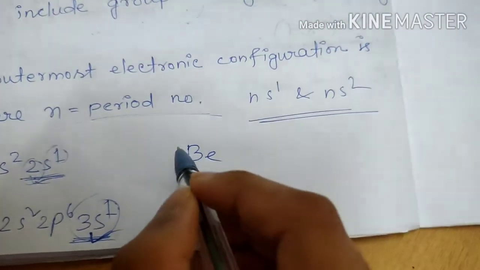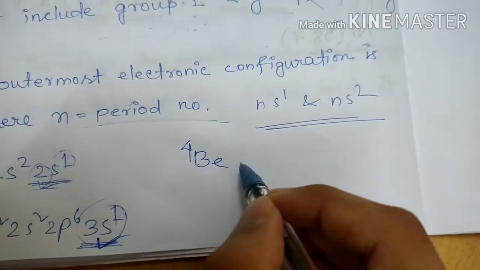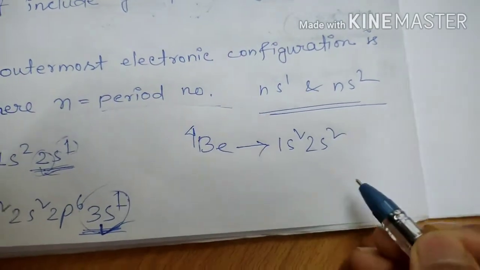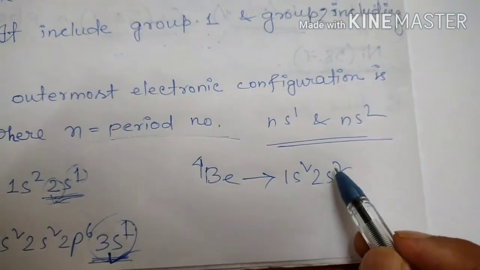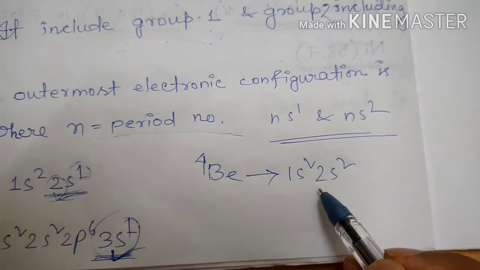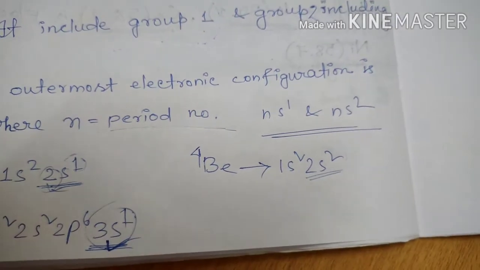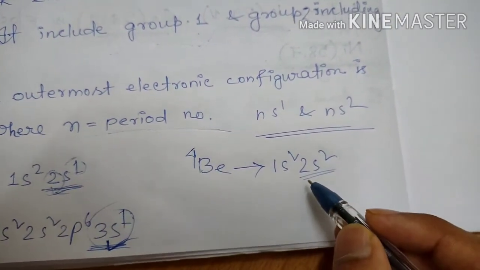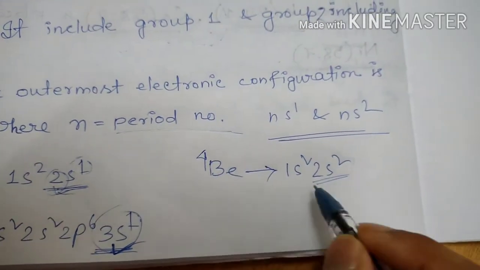The atomic number of beryllium is 4. So the electronic configuration will be 1s2 2s2. Here also the outermost electron, that is this one, enters the s orbital. So that's why beryllium is also an s block element.